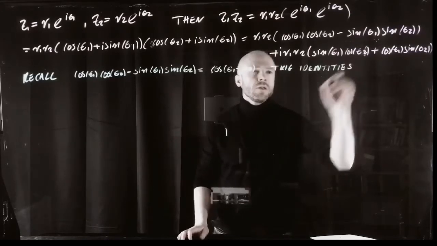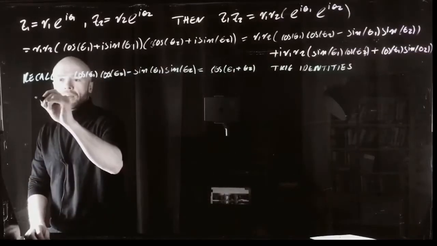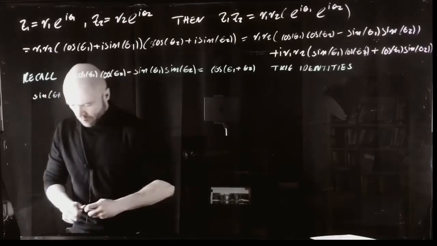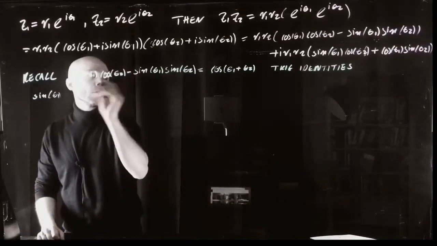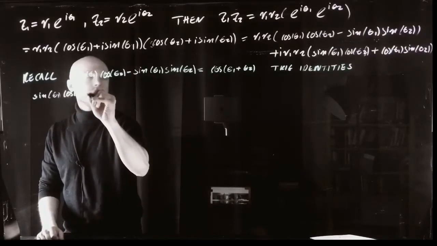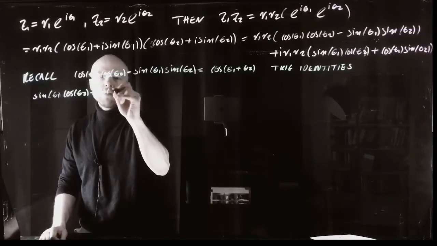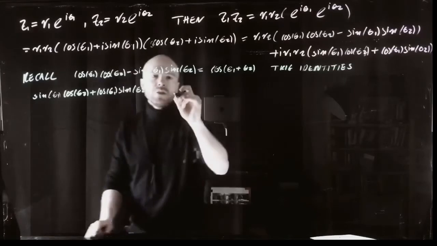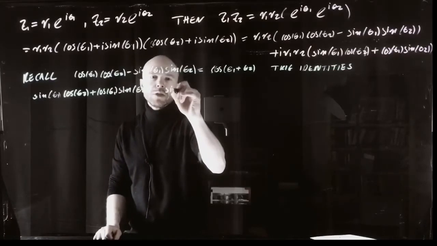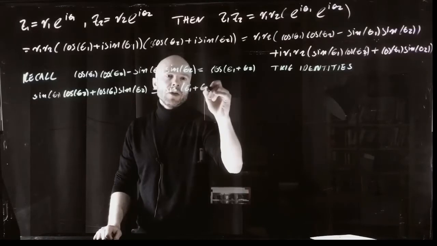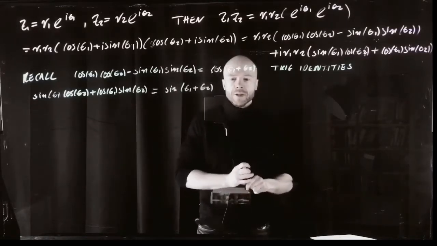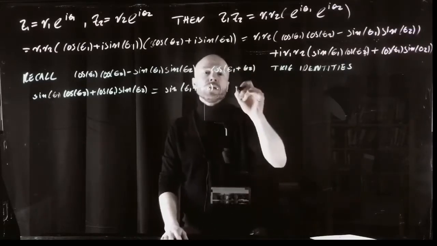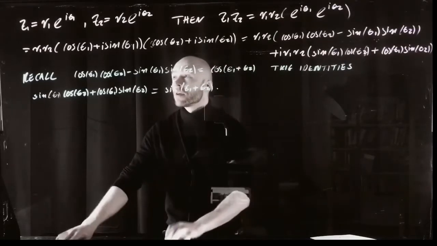Identities. And we also have the following thing here: sine of theta 1 cosine of theta 2 plus cosine of theta 1 sine of theta 2. This is sine of theta 1 plus theta 2, another basic trig identity. Okay, so with these two facts, putting them directly into this, let's change it back to a different color.